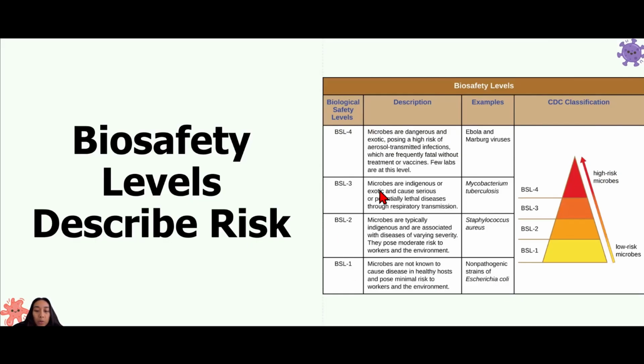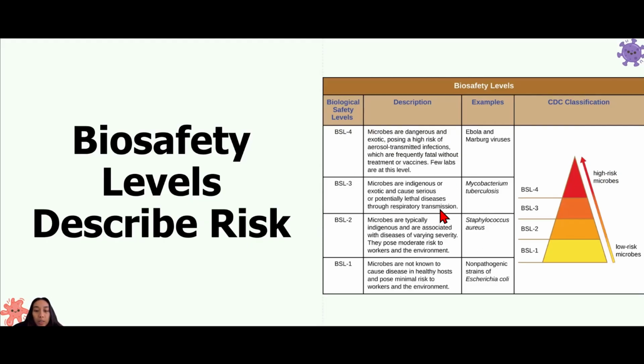Now, when we move up to biosafety level 2, these are going to be moderate risk microbes. These are going to be the ones that can cause disease if you were exposed to it. And yeah, you're just going to have to be much more cautious. But of course, these diseases are typically going to be curable. So if you do get exposed and you do get sick, there are antibiotics or antimicrobials that you can take to prevent yourself from being more sick.